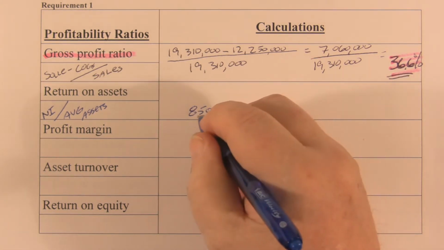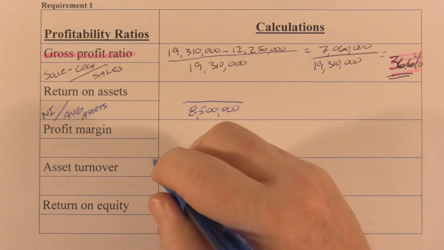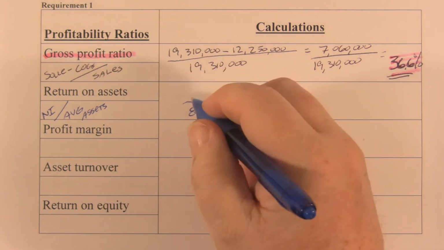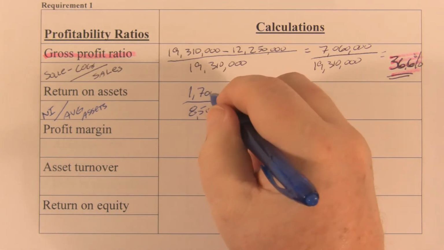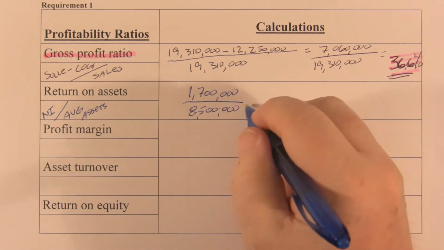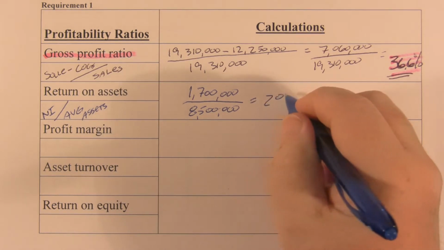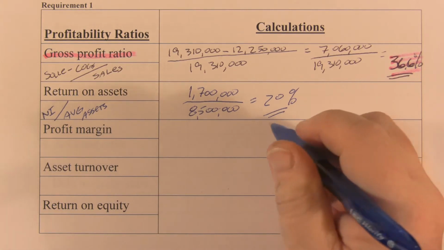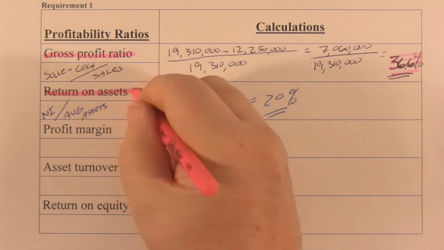8,500,000 is the average assets. And we divide that into 1,700,000 in net income, and we come up with 20%. In other words, for every dollar in assets, we return about 20 cents on net income. That's the return on assets.